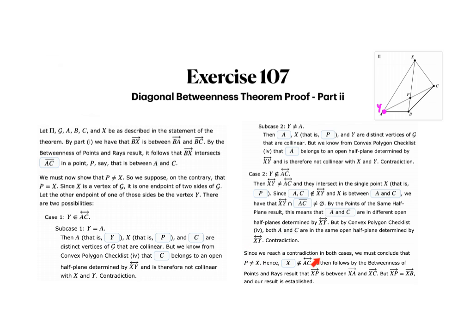Since we reach a contradiction in both cases, we must conclude that P is not equal to X. Hence, X is not an element of line AC. It then follows by the betweenness of points and rays result that ray XP is between XA and XC. But ray XP equals ray XB, and our result is established.